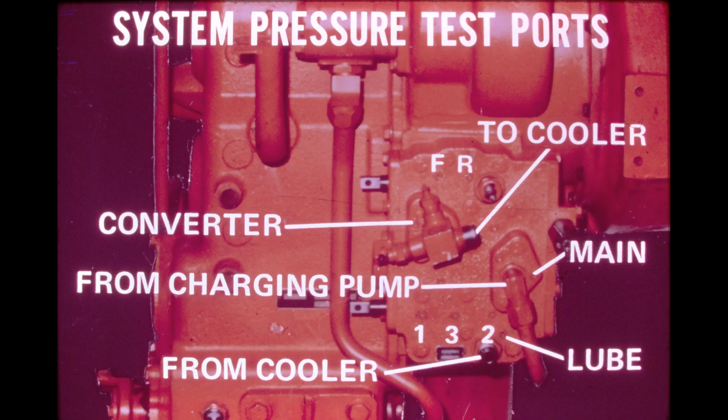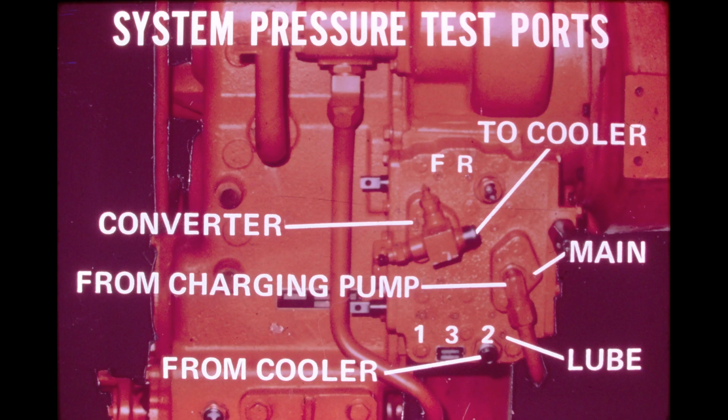After overcoming spring tension on the converter regulator spool, converter return oil flows through an external hose to the cooler. The photo shows the converter pressure test port on the mounting flange for the outlet hose to the cooler. The converter test port measures return oil pressure just upstream from the converter regulator spool.